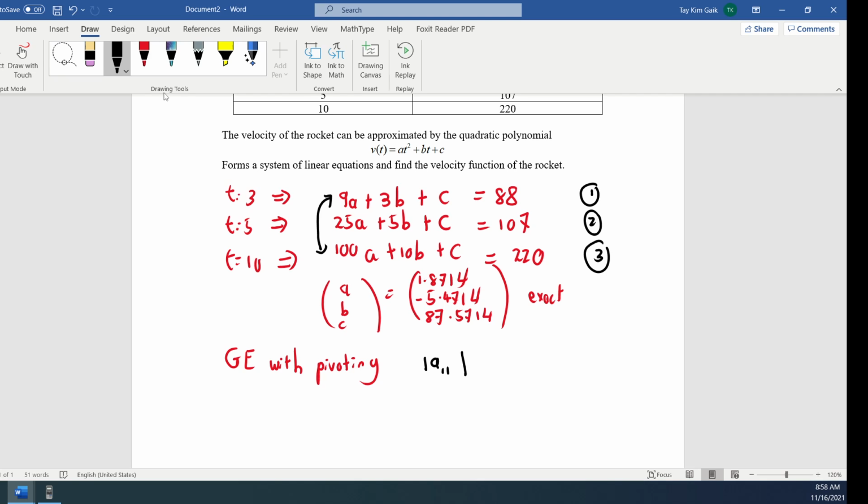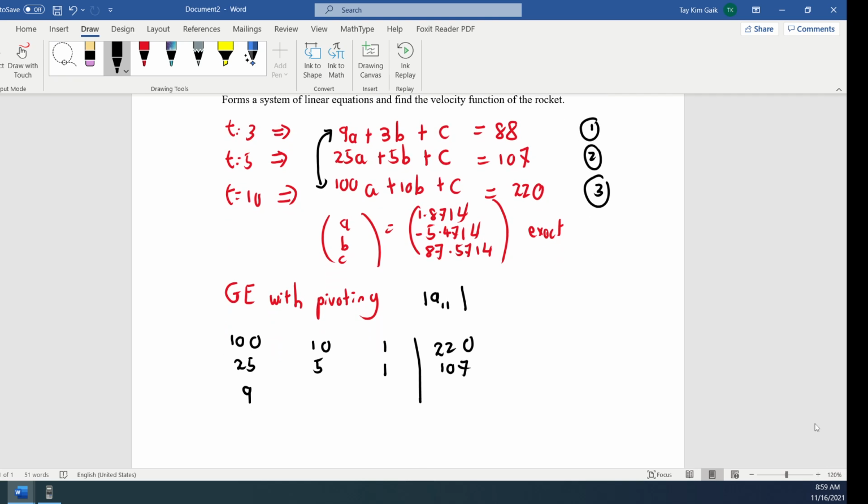Now we try Gauss elimination with pivoting, because I think most of you are always confused with it. So we swap it. You will have 100, 10, 1, 220. You see, take the whole row. The second row doesn't make any changes, just copy it down: 25, 5, 1, 107.